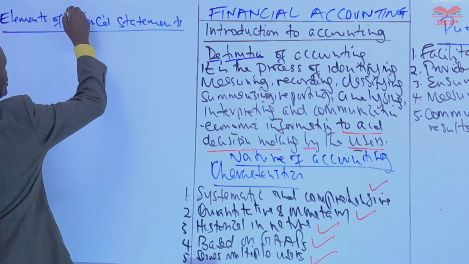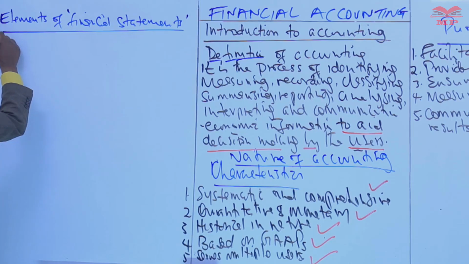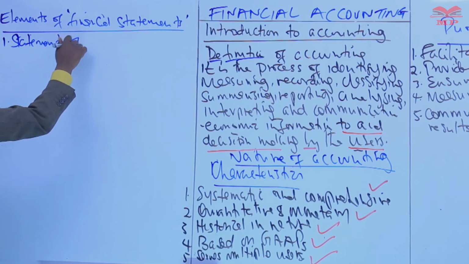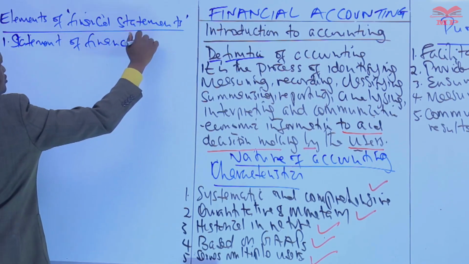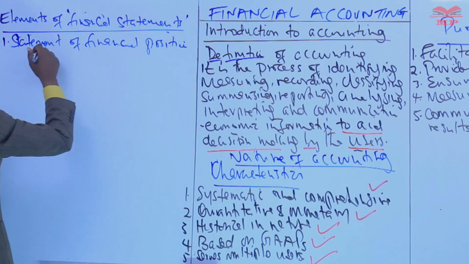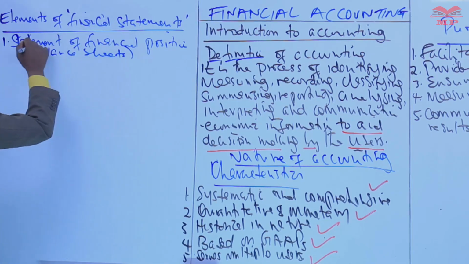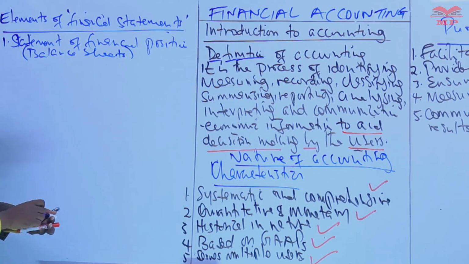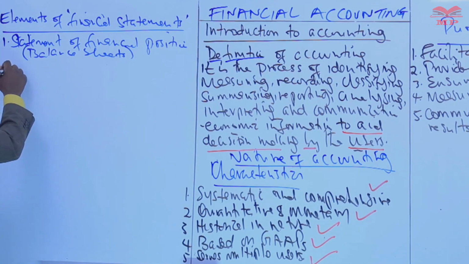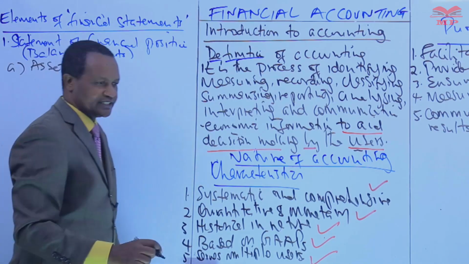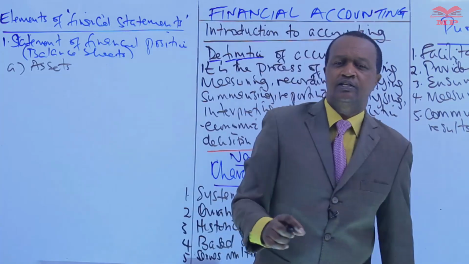So one financial statement is the statement of financial position, popularly known as the balance sheet. So this balance sheet has various elements, one of which is assets. Assets. That's the first element you will find in a balance sheet.